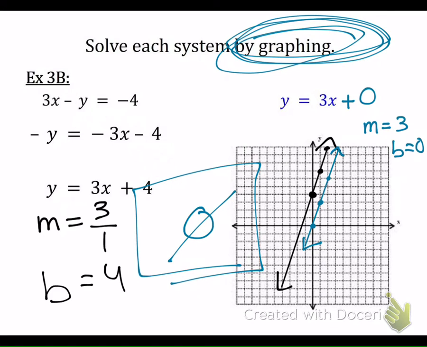And notice that they have different B's. If they would have had the same B, we would have started both of them in the same spot, done the same rise and run. We would have just ended up with one line on top of the other. What are your questions? Do we need more time? No.